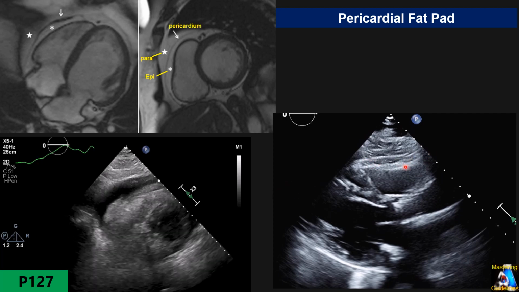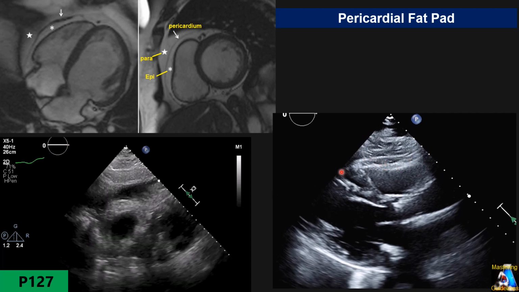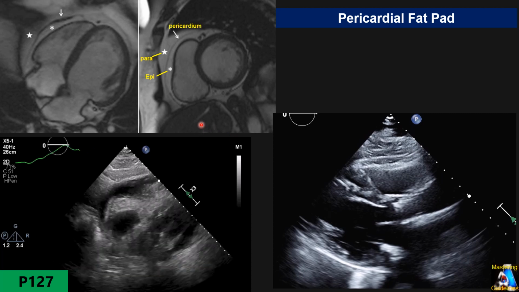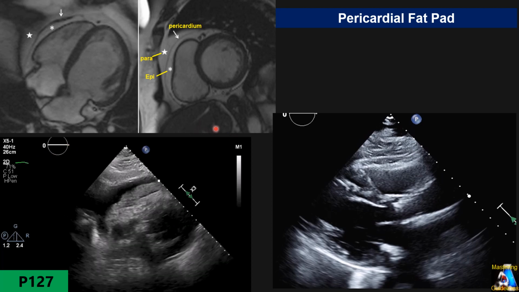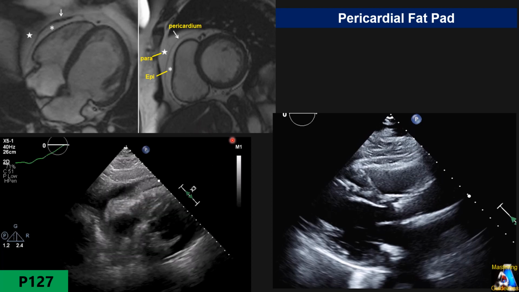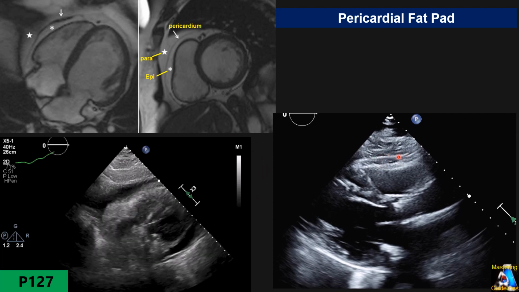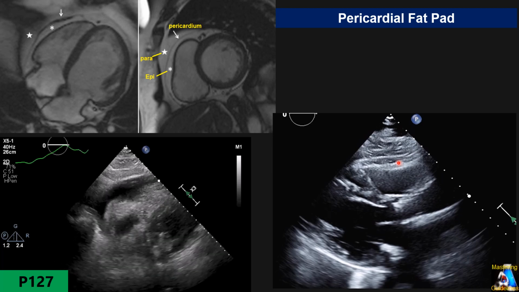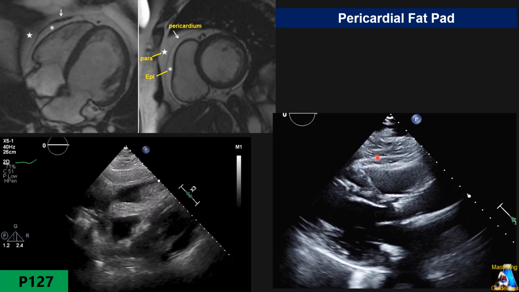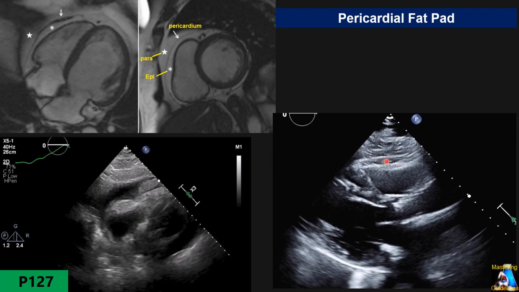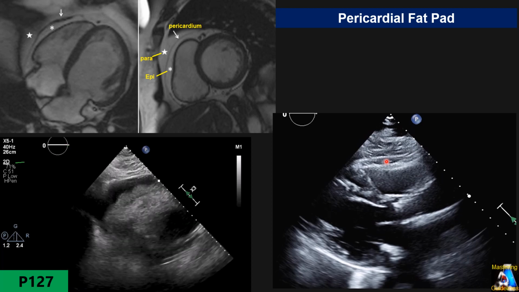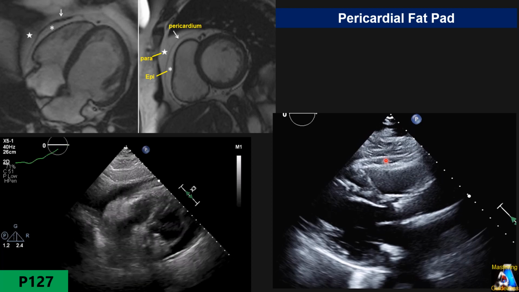When we have a prominent epicardial fat pad, we have to measure it. Still, there is no agreement on what the normal size is, but generally most specialists agree that if we measure at diastole more than 5 millimeters, that is the cutoff for too much thickness of the epicardial fat pad.